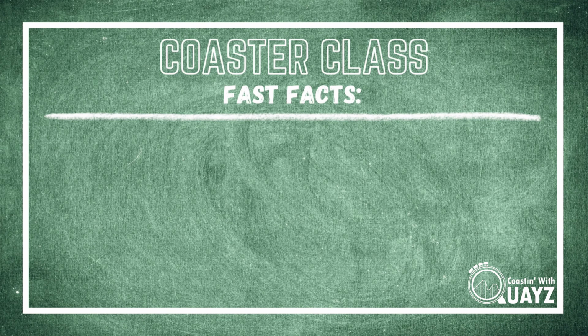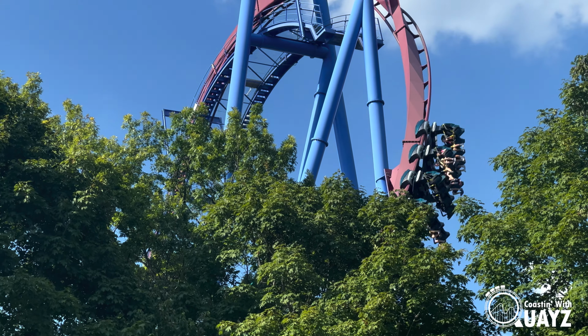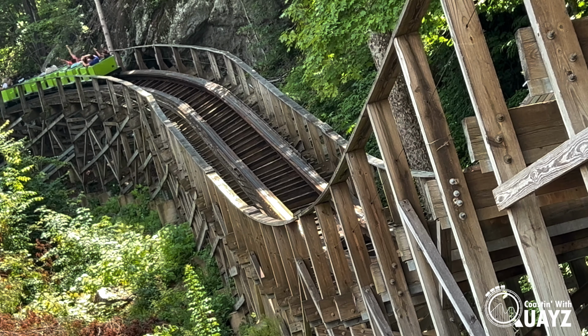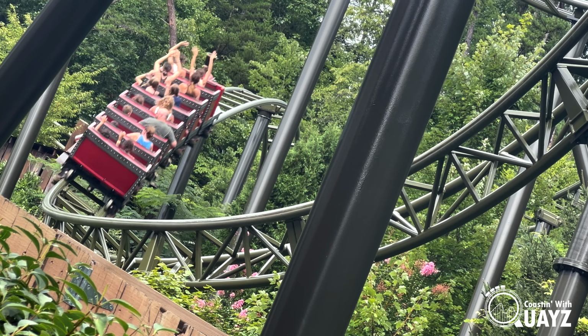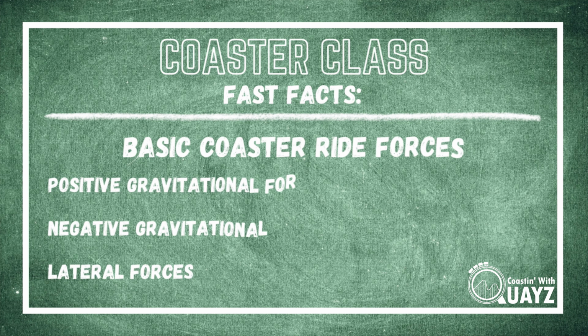Well, before we talk specifically about ride forces, I think it's important to simply define a force. Typically, when it comes to motion, a force is any kind of cause for motion. In the case of roller coasters, the cause for motion is a drop, a hill or an inversion, a turn, or any type of coaster element. Different elements allow for different motions and result in different forces. For most roller coasters, we can break down ride forces into three basic categories: positive gravitational forces, negative gravitational forces, and lateral forces. Sometimes we even experience more than one of these factors at once, but more on that later.